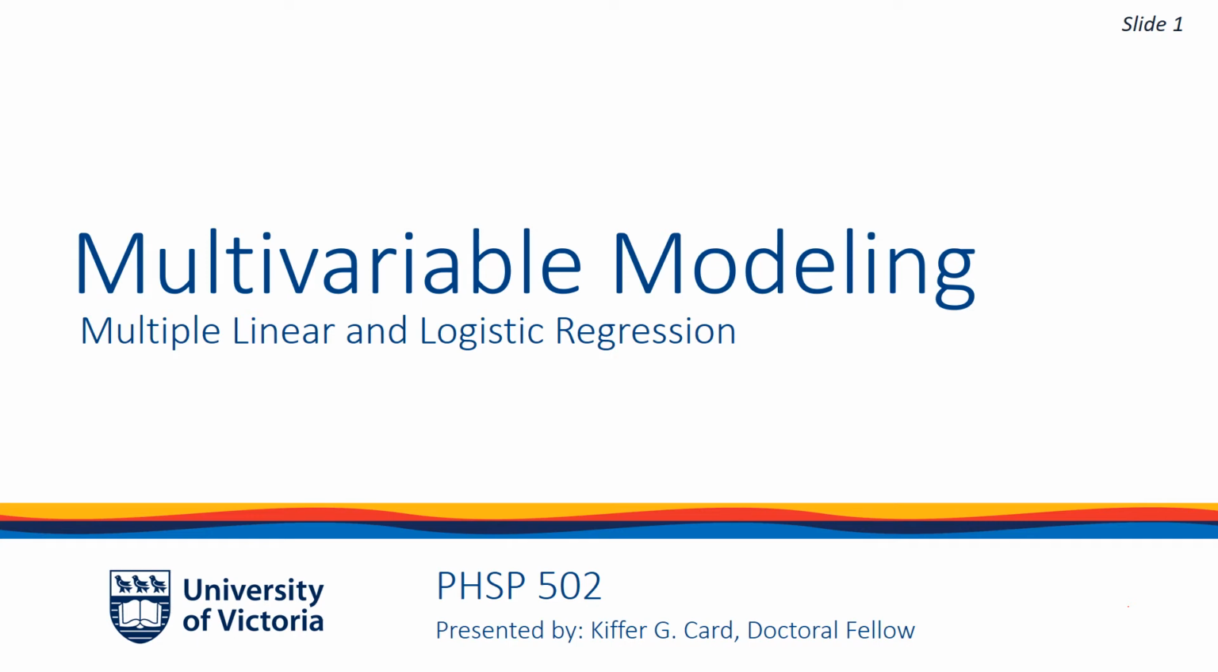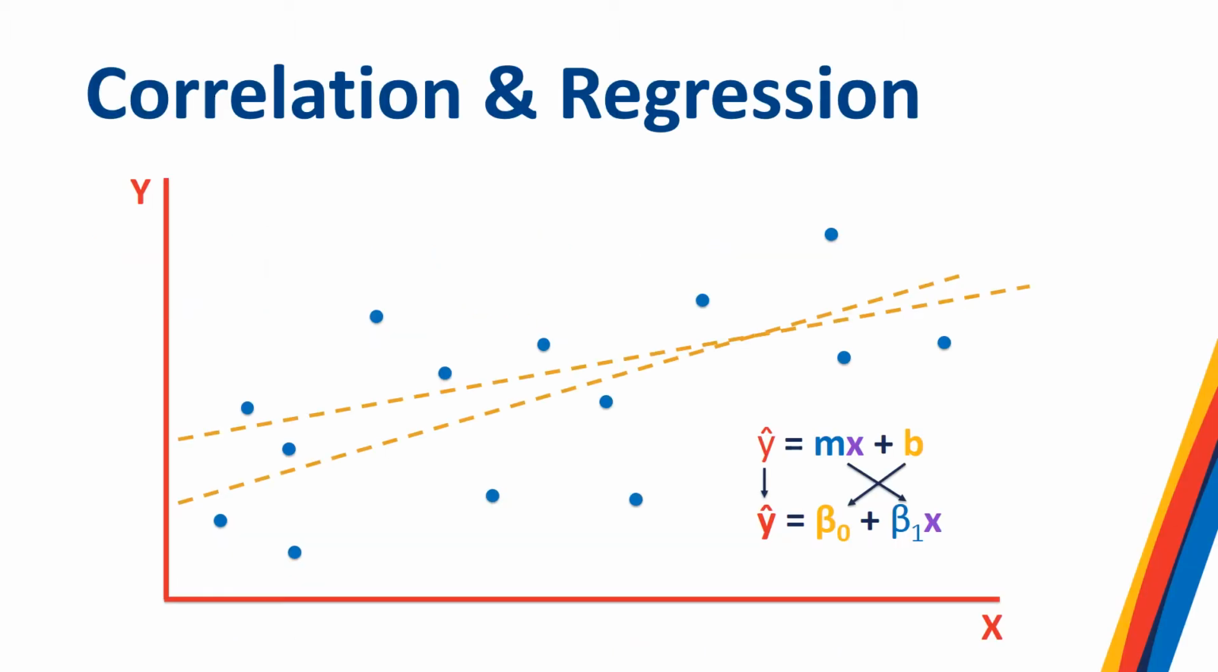Hi, this is Kiffer with this week's lecture on multivariable modeling, where we're going to talk about multiple, linear, and logistic regression, and give you a working understanding of what regression is and its relationship to correlation, and also what the implications are of multivariable modeling and what assumptions we make when we create a multivariable model.